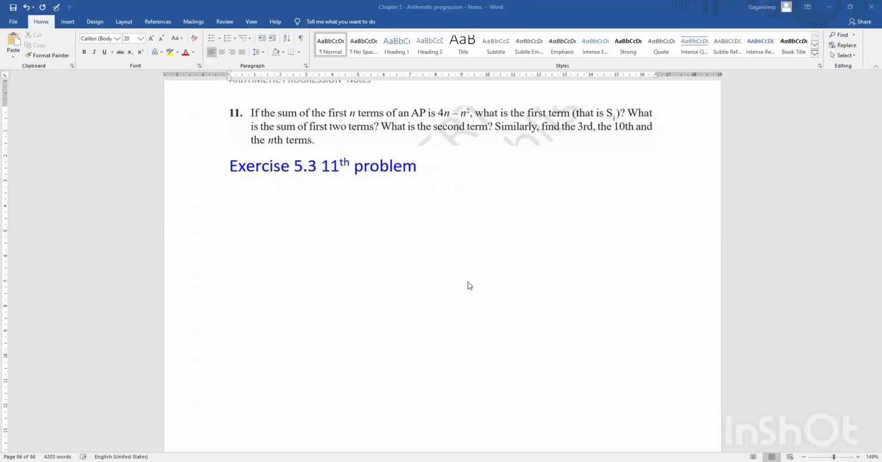Today we are going to continue with Arithmetic Progression Exercise 5.3, 11th problem. The problem says, if the sum of first n terms of an AP is 4n minus n square, what is the first term? That is S1. What is the sum of first two terms? What is the second term? Similarly, find the third, the 10th and the nth terms. Okay, so let's start it.